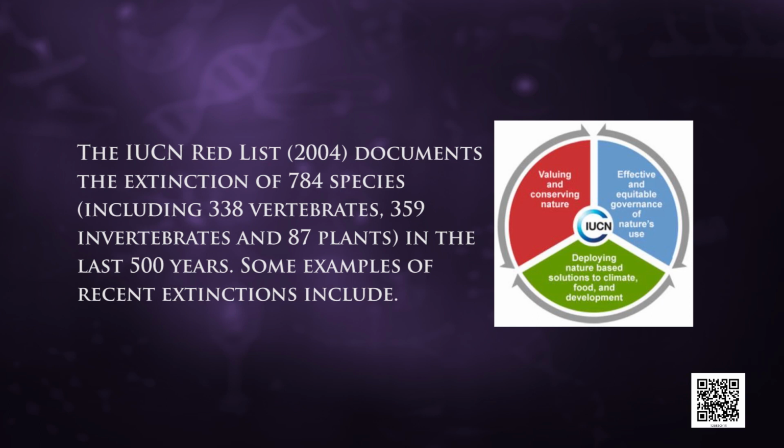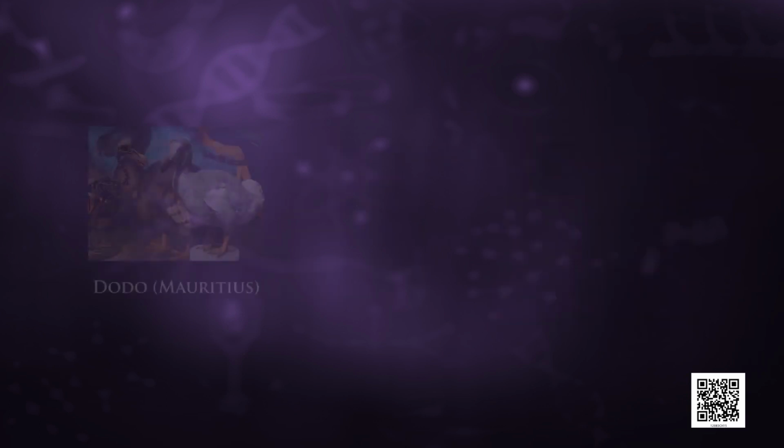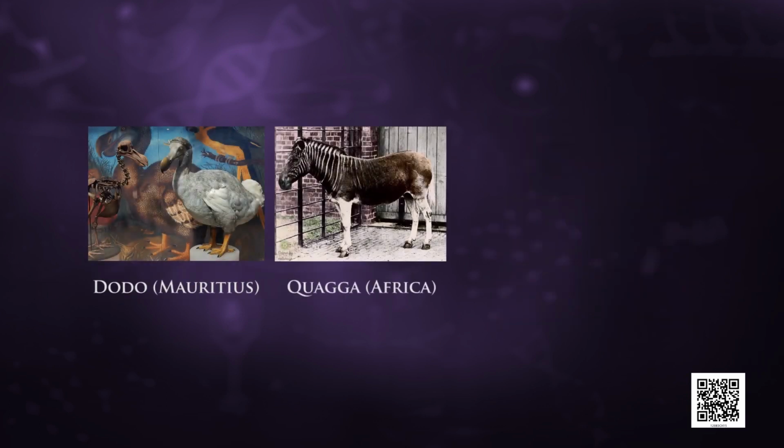In the last 500 years, some examples of recent extinctions include the dodo, quagga, Steller sea cow, and 3 subspecies of tiger, that is the Bali, Javan, and Caspian. The last 20 years alone have witnessed the disappearance of 27 species.